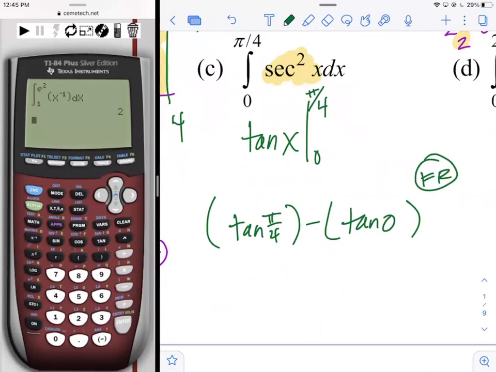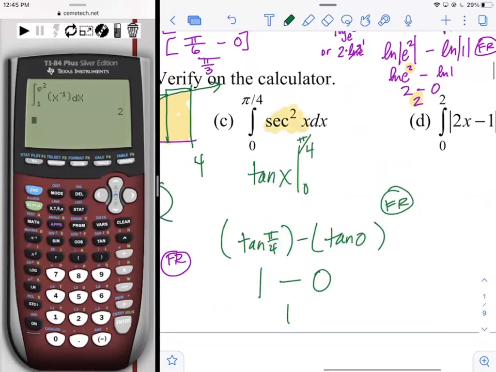Everybody's favorite time. Tangent of pi/4 is 1. Tangent of 0 is 0. 1 minus 0 is 1. There you go.